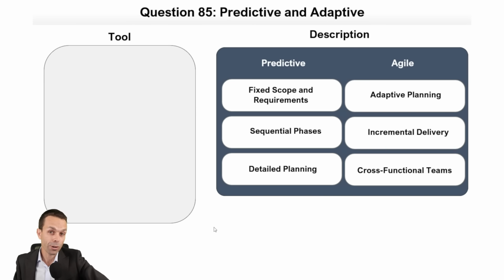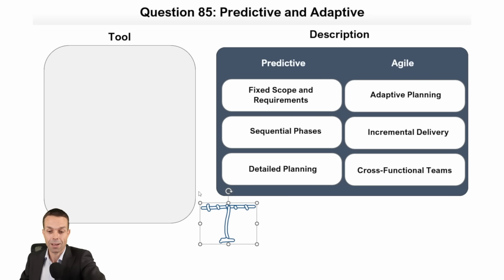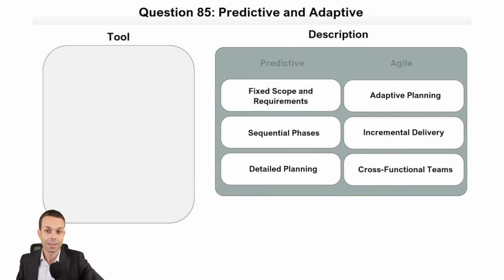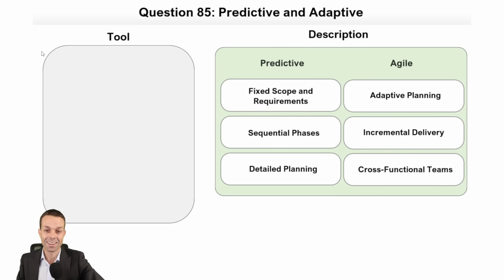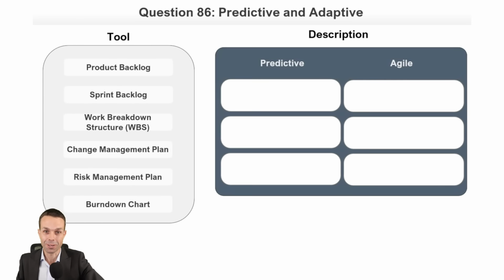And do you remember our cross-functional teams? The T-shaped team member. So a broad range of different skills, but one deep specialty. So that's our T-shaped generalizing specialist. Very, very important to have in the team if you can. Let's quickly check that one. And there it is. Excellent. So those are your predictive and agile ways of working. All right, let's see what we've got next.